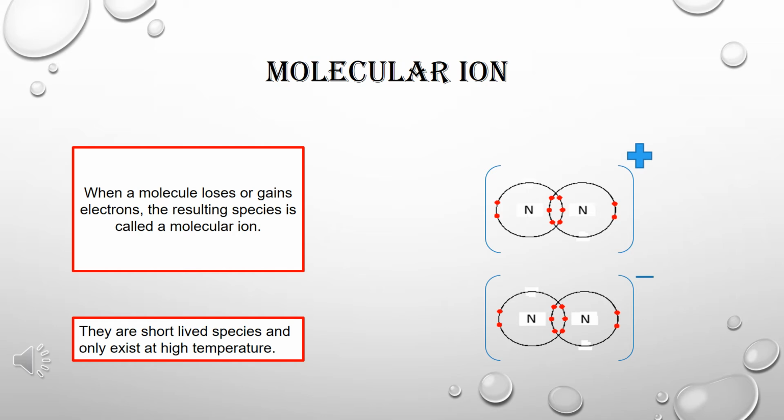It is also important to remember that these molecular ions are not stable species. They are very short-lived species, and they are produced and exist only under special circumstances, like at very high temperature. They are formed, and they exist only under that condition. Otherwise, when normal temperature is attained, they will no longer remain in their charged form.